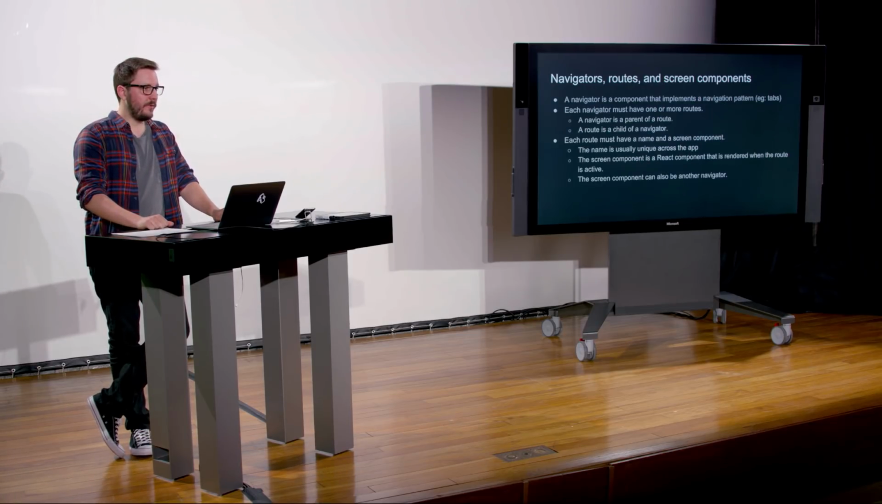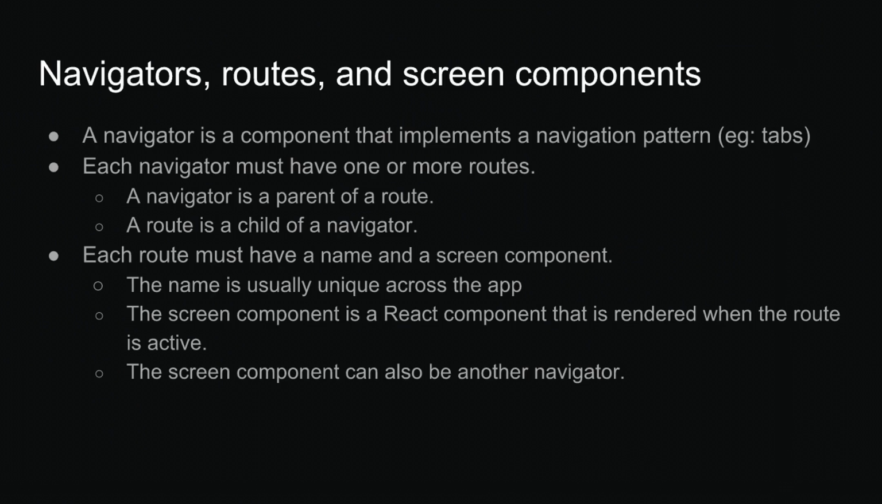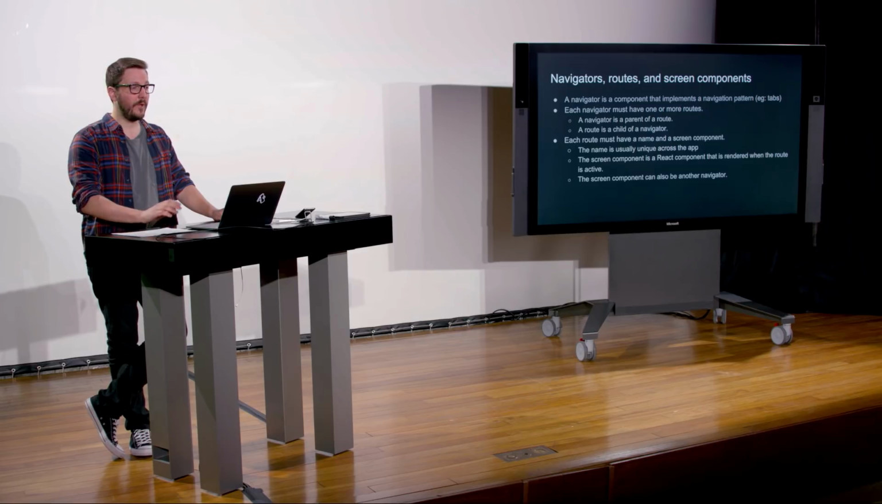So some key concepts before we really get into the code here. I think it's worth clarifying these three big terms in React Navigation. You're going to see these a lot. The first one is Navigator. The second one is a route or routes, and then screen components. So a Navigator is a component that implements a navigation pattern. An example would be in the mobile app that we saw in that video just moments ago. The tabs are a certain navigation pattern, and you would have a navigator that is associated with that pattern. We'll see in more detail, of course, what that means shortly.